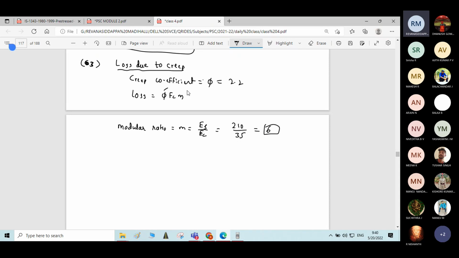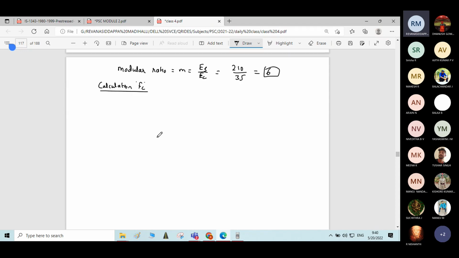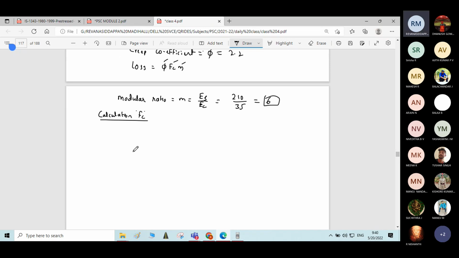Then phi is known, M is known, we need to calculate FC. What is FC? Stress in concrete at the level of steel. Okay, calculation of FC, you write. Again, you need to do some calculation for this FC. We have the formula for calculating the FC. What is the formula? FC is equal to P by A plus P E by I into E minus M by I into E. This is the formula.